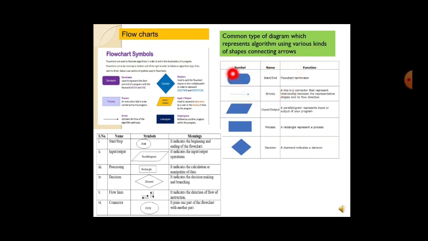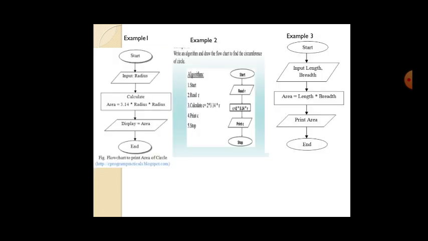So you can just see here, this is the start and end terminator, which is nothing but your oval shape. Then these are arrows. This is your parallelogram. This is your rectangle for processing, and this is your diamond for decision. Next, I have given you some examples here.